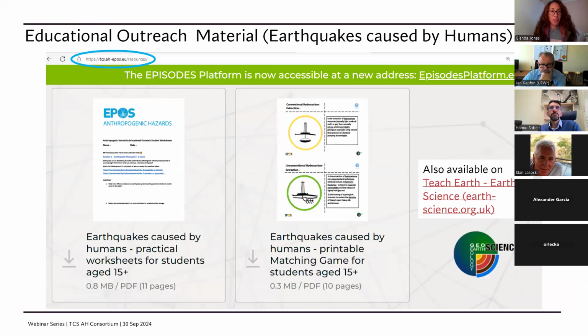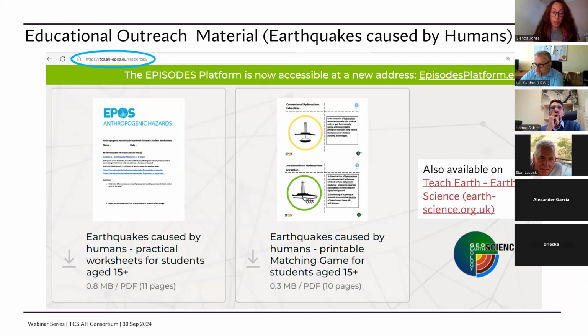Thanks, Ian. So the educational outreach material, that is the printable matching game, as well as the practical worksheets, can both be found on the TCS AH EPOS website under the resources webpage. It can also be found on the Teach Earth website, which we can see given here on the right.